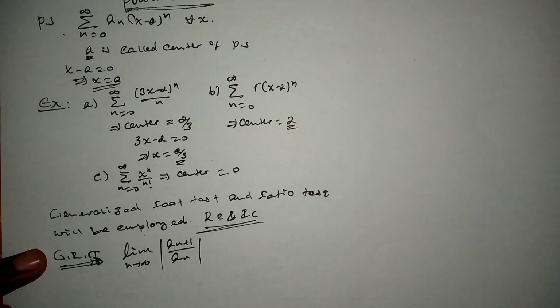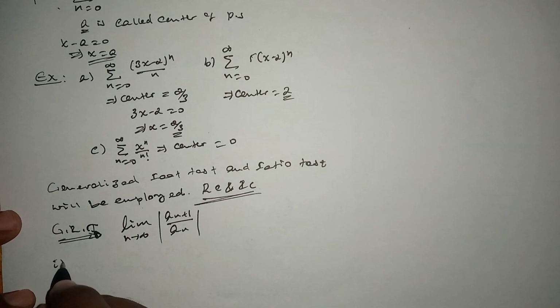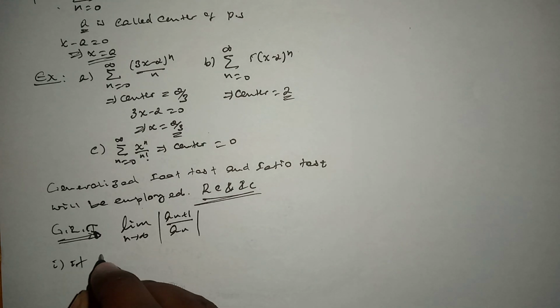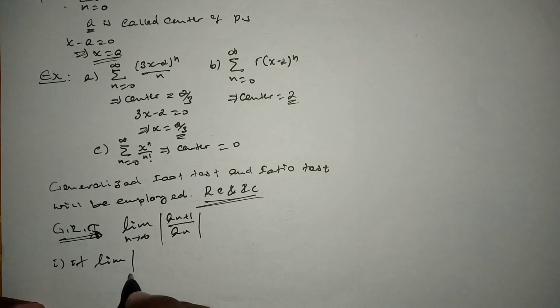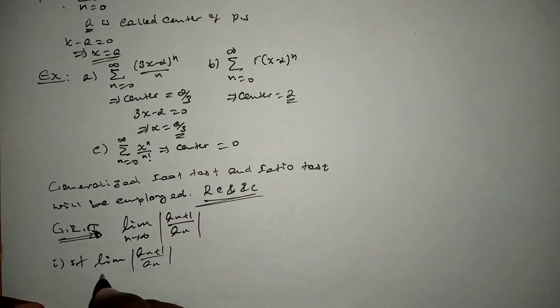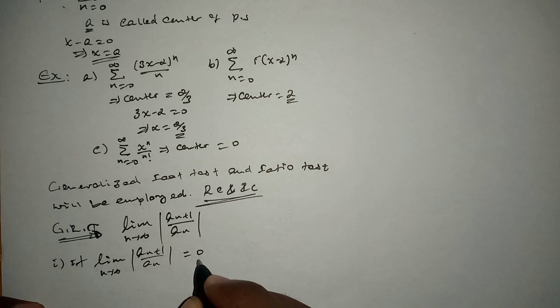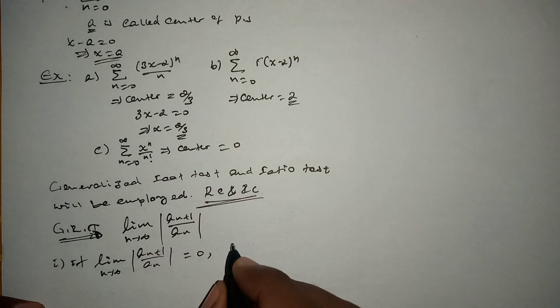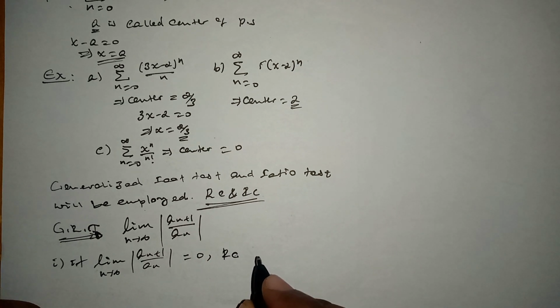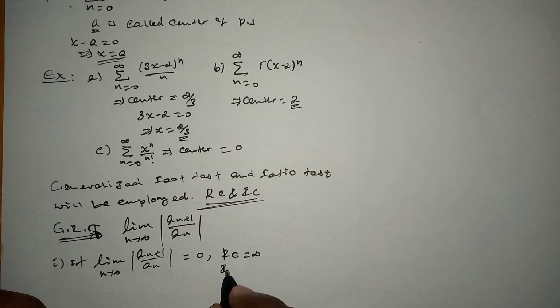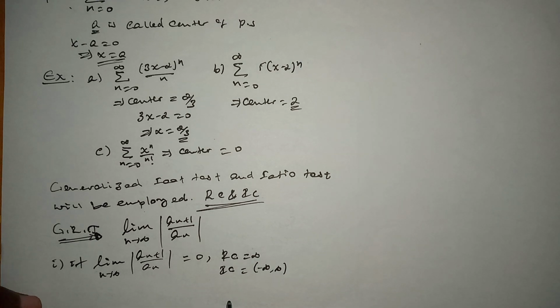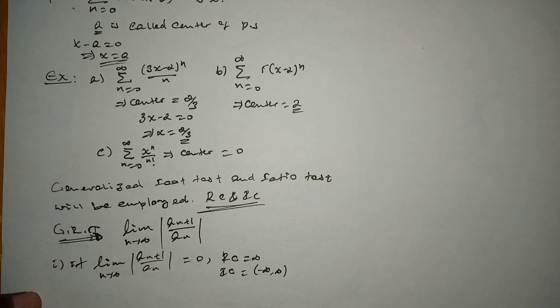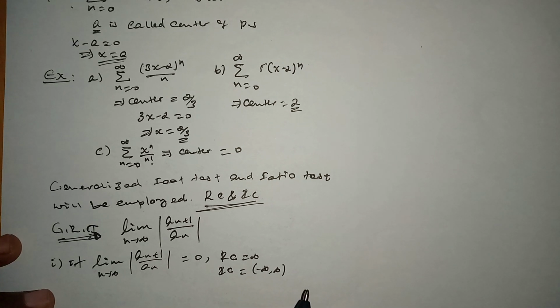The first case is: if the limit of the generalized ratio test as n goes to infinity is equal to 0, what will happen? Then the series converges for all x. This means the radius of convergence is equal to infinity, whereas the interval of convergence is from negative infinity to positive infinity. If the generalized ratio test results in 0, the radius of convergence is infinity and the interval of convergence is from negative infinity to positive infinity.